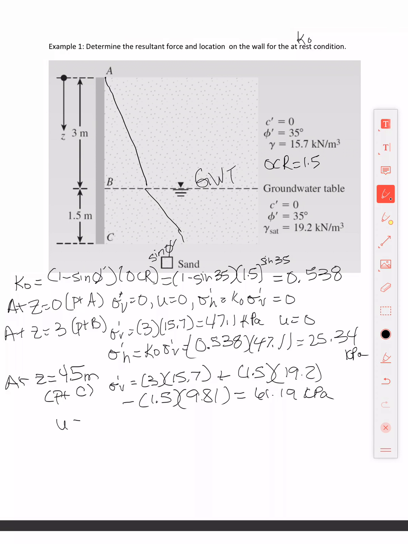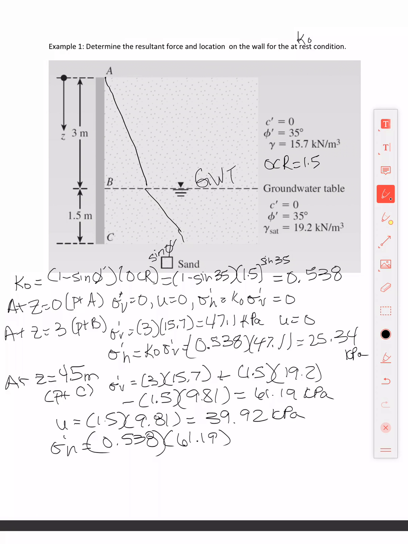And the pore pressure we just calculated as 1.5 times 9.81, and that equals 39.92 kPa. The horizontal stress then becomes 0.538 times our effective stress, 61.19. That equals, oh, I'm sorry, this is not 39.2, this is 14.72, and this is 39.92.